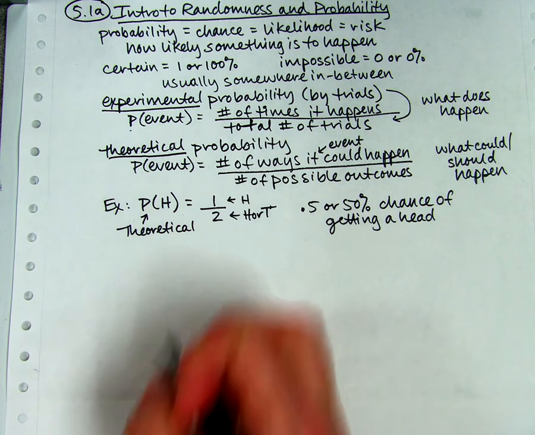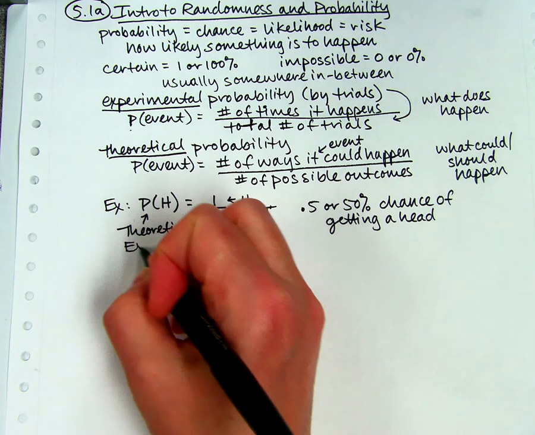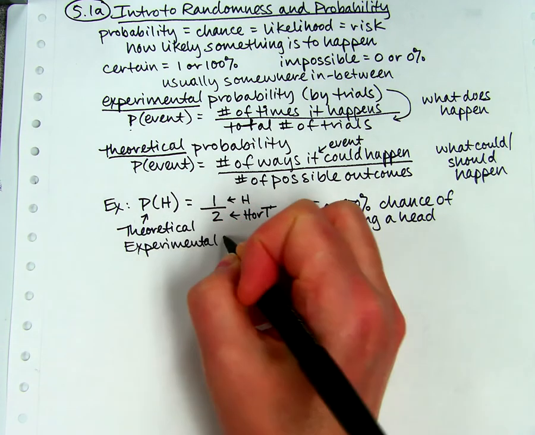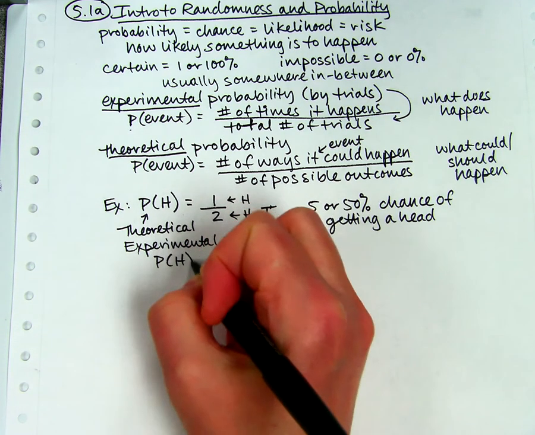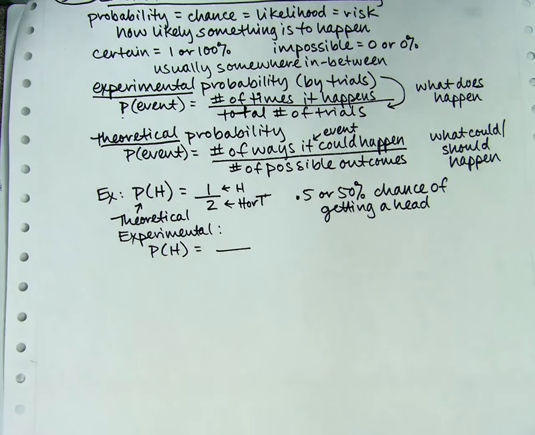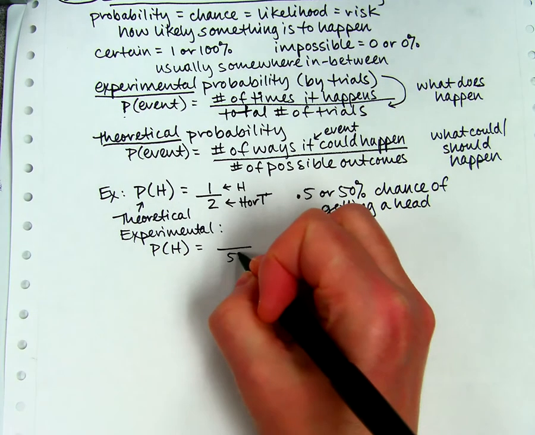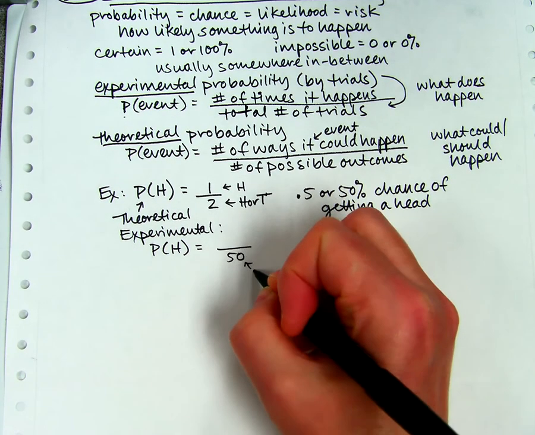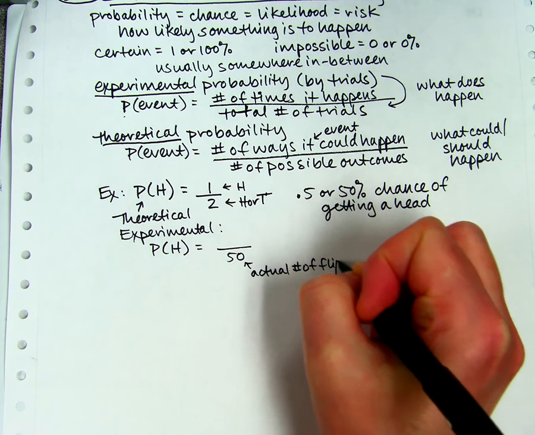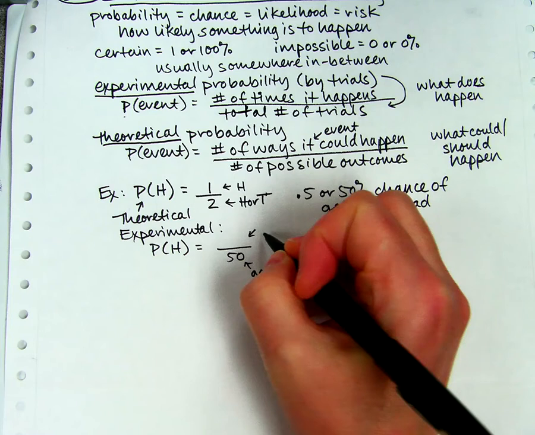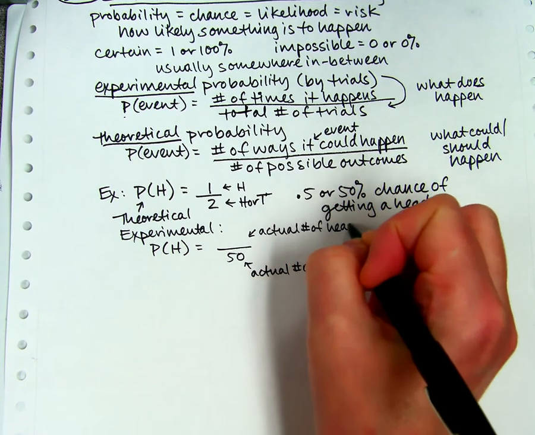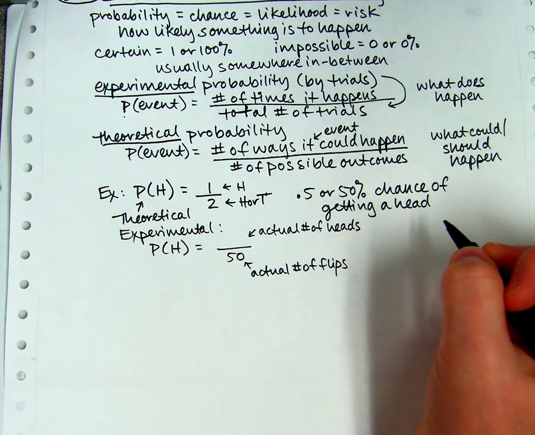Experimental would be if you actually flipped a coin over and over. So for experimental, what you would do is you'd say my probability of heads is how many times it came out heads when I flip it, however many times I'm willing to flip it. So maybe I decide to do 50 flips in a row like we did in the warm-up. Actual number of flips. And on the top is how many heads I got, actual number of heads, which may or may not be exactly half, as you found out in the warm-up.